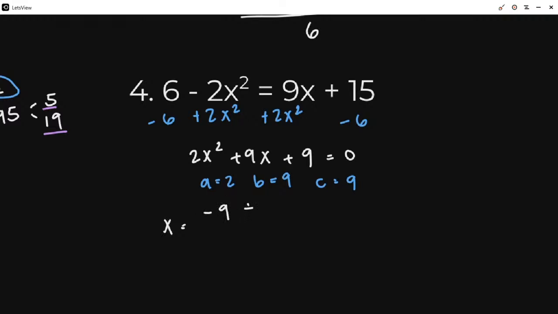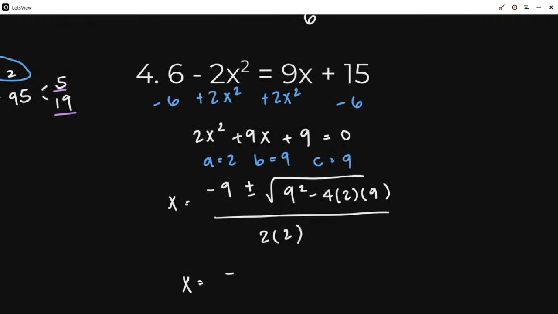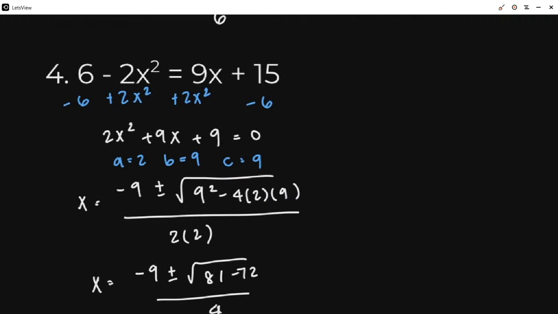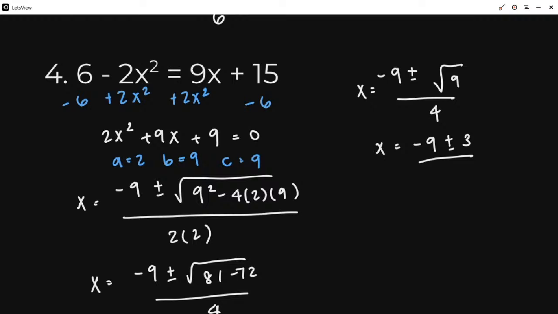Okay, so then that would be negative 9 plus minus square root of 9 squared minus 4 times 2 times 9 over 2 times 2. So that means x equals negative 9 plus minus 81 minus 72 over 4. So that will simplify to negative 9 plus minus square root of 9 over 4. And the square root of 9 is 3. So that's negative 9 plus minus 3 over 4.